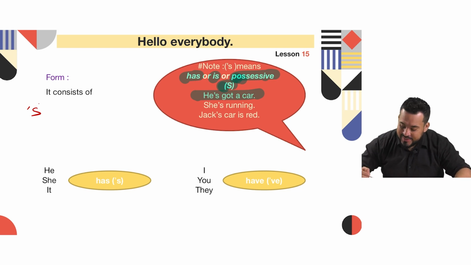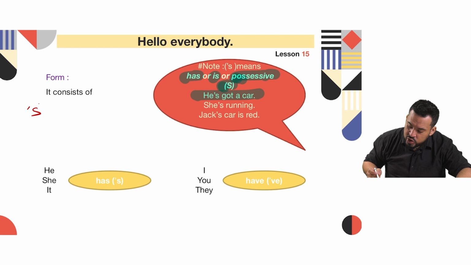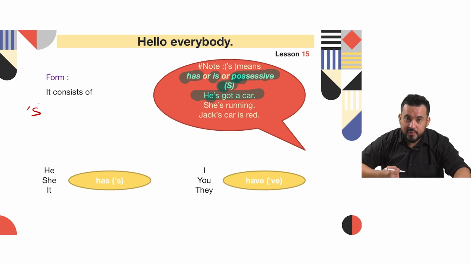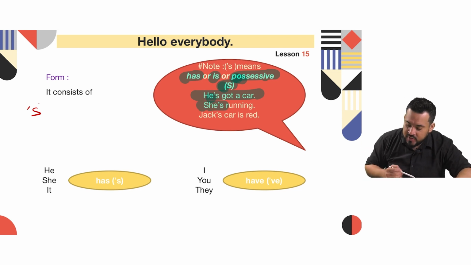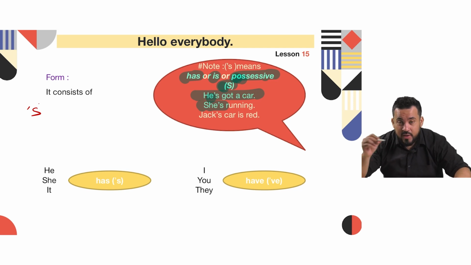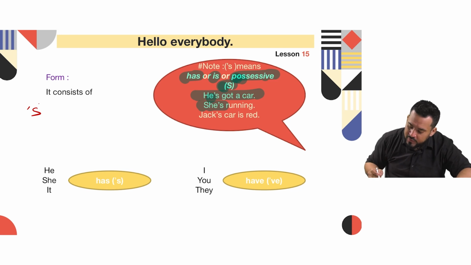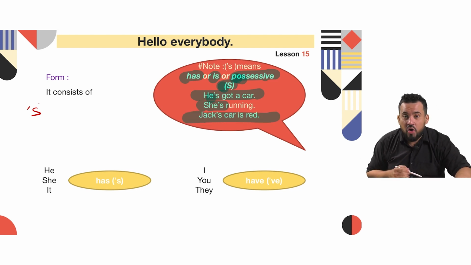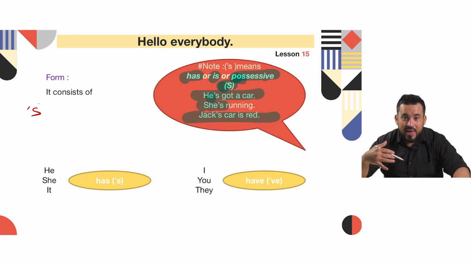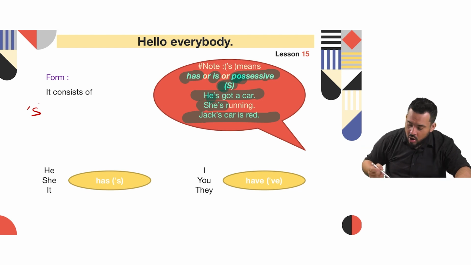The first reason is he's got a car. So here we use the apostrophe s, short for has. He's got a car. He has got a car. The second one, she's running. Here we use apostrophe s as a form of a contraction for is. She is running, she's running. The last one is Jack's car is red. This is possessive s. That means Jack owns this car and this is his car. Jack's car is red.